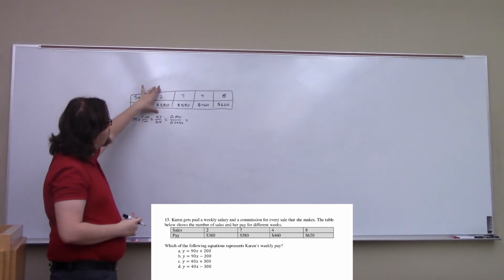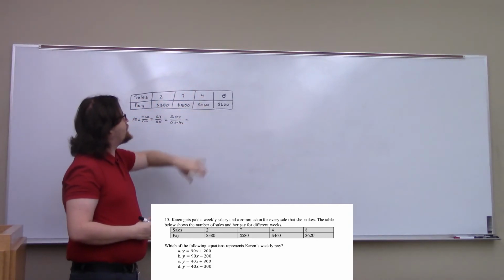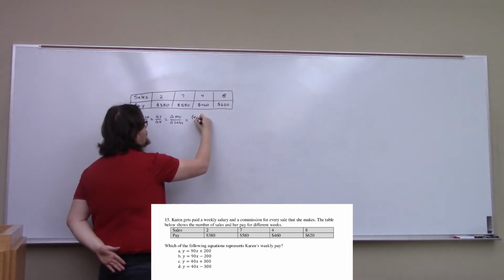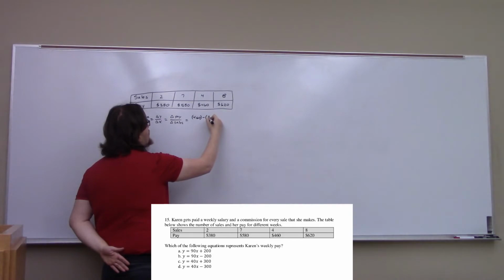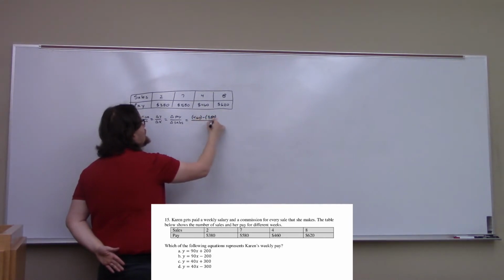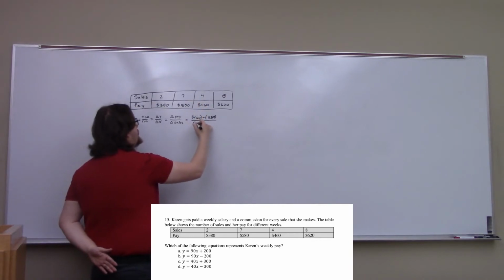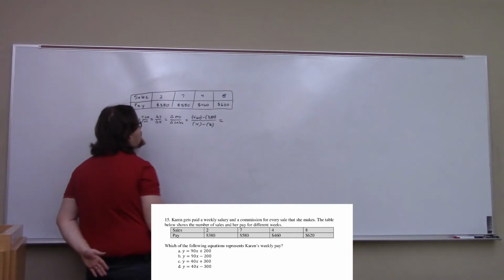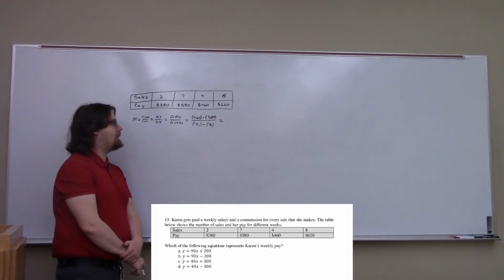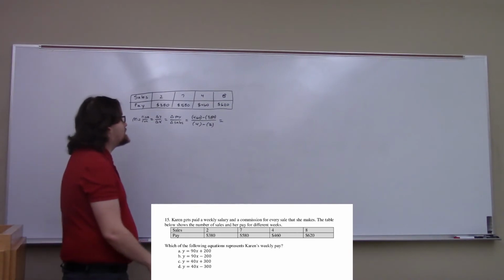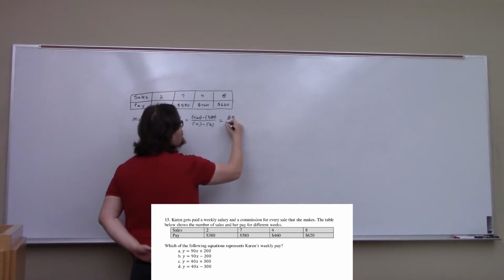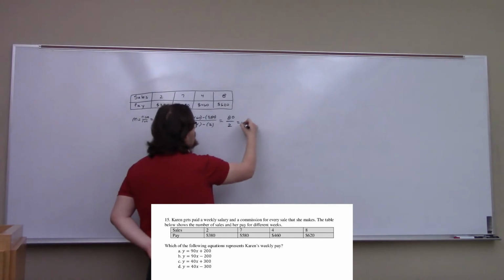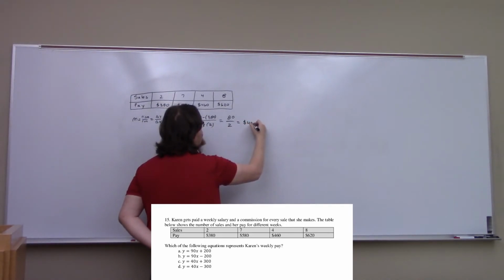So we'll choose 2 with 380 and 4 with 460. Plugging those in, starting with pay, we start with the larger value, 460, minus the smaller value, 380, divided by the larger value, 4, minus the smaller value, 2. We get 460 minus 380 is simply 80, and then 4 minus 2 is 2. 80 divided by 2 gives us $40 per sale.